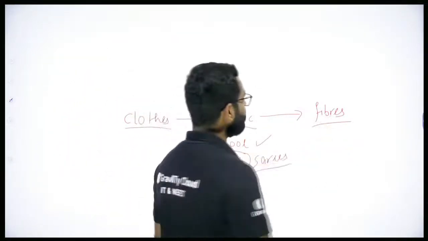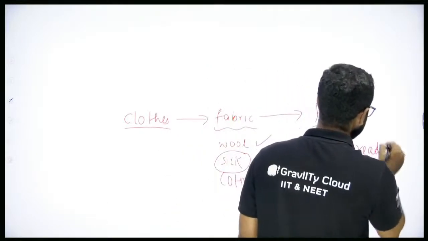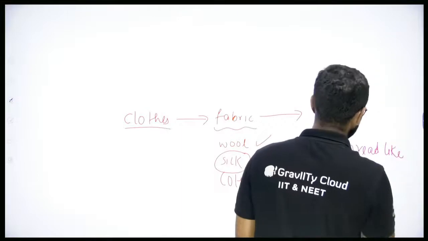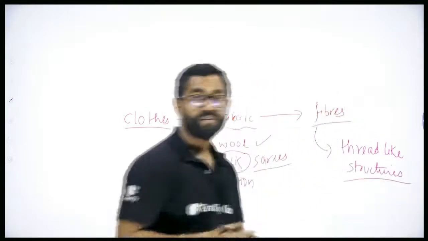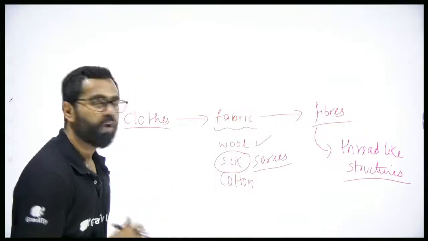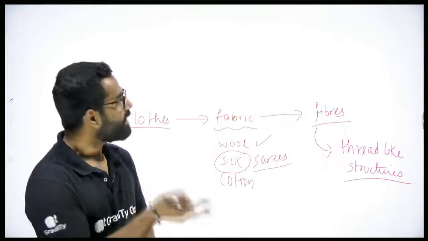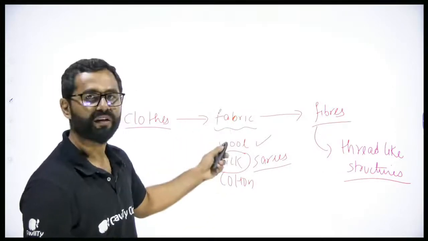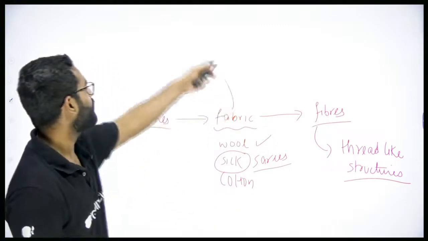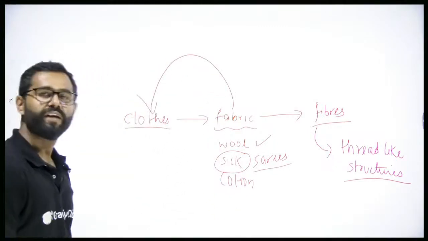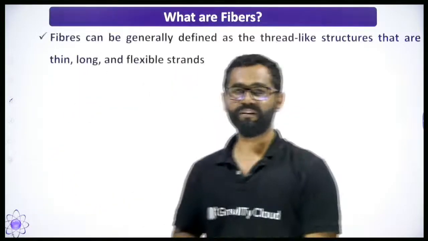Simple. What are the fibers? They are the thread-like structures. Simple, right? Fibers are the thread-like structures. So if you go by the definition of fibers, we will understand what fibers are. Then we can understand about the fabric. Once we understand about the fabric, then we can easily tell how different fabrics are used to make different types of clothes, right? So let's understand first about the fibers.